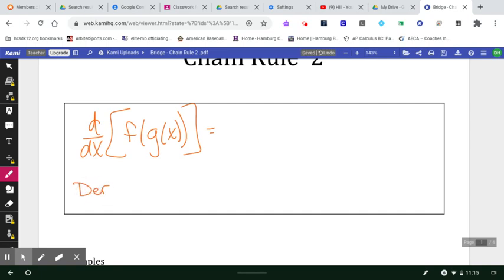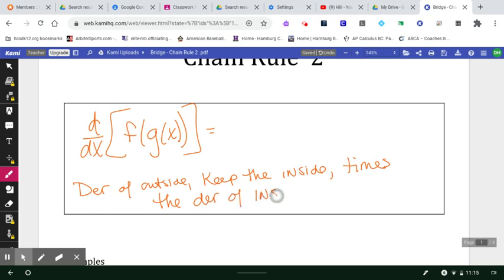We take the derivative of the outside, keep the inside, times the derivative of the inside. Okay, and keep saying it to yourself. So in this case, g of x is inside, f of x is outside, so derivative of the outside, keep the inside, times the derivative of the inside. And we just keep saying that phrase over and over.